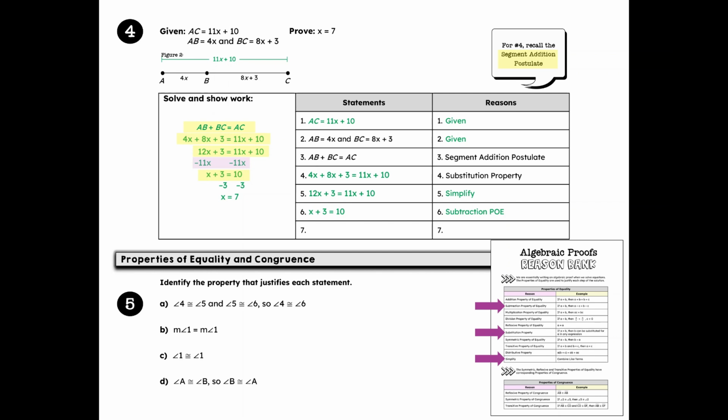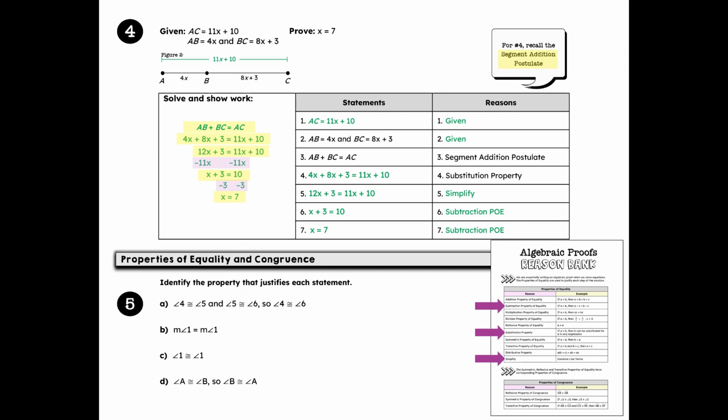Next step, I'm going to subtract 3 from both sides, and I get x equals 7. What I highlighted in yellow, that's what I write down in slot number 7. What did I do to get there, which is x equals 7? Well, what's highlighted in pink? I subtracted 3 from both sides. So again, that's the subtraction property of equality.